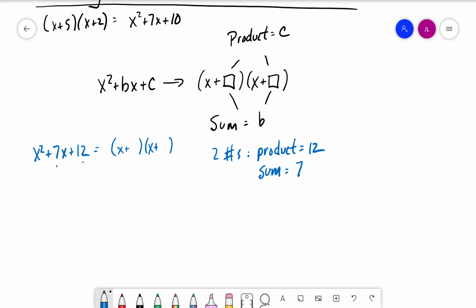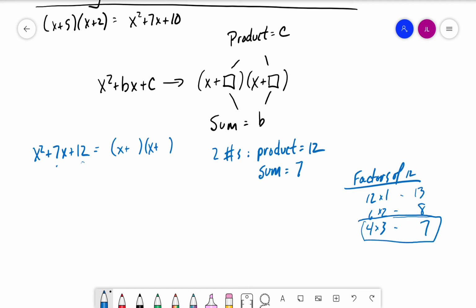So let's look at factors of 12. We can have 12 times 1, 6 times 2, 4 times 3. That's about it. If we add these, 12 and 1 is 13, 6 and 2 is 8, 4 and 3 is 7. So we need two numbers whose product is 12 and whose sum has to equal 7. So we're looking at 4 and 3.